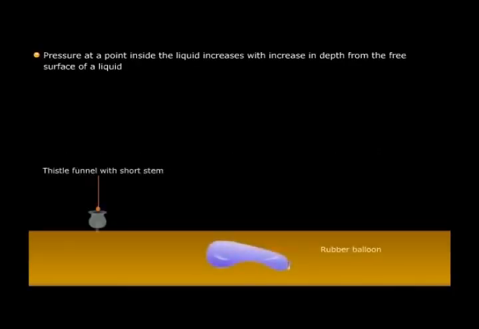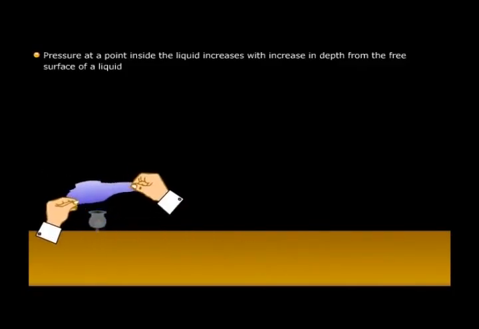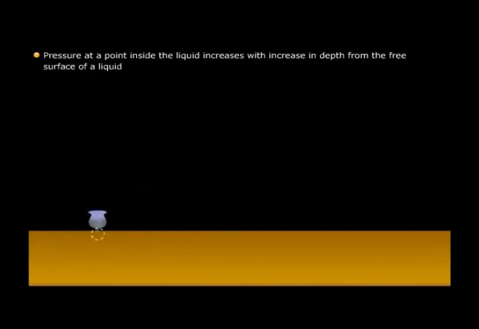So exactly what factors affect the pressure in liquids? Let's perform several experiments to help us draw conclusions. We take a thin sheet of rubber from a balloon and stretch it over the mouth of a thistle funnel with a short stem.